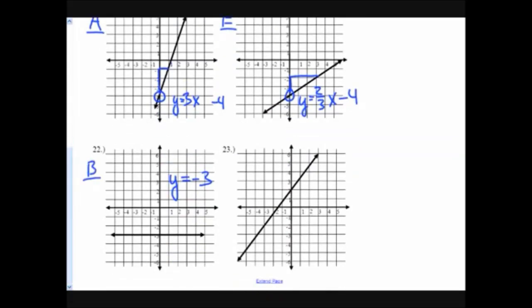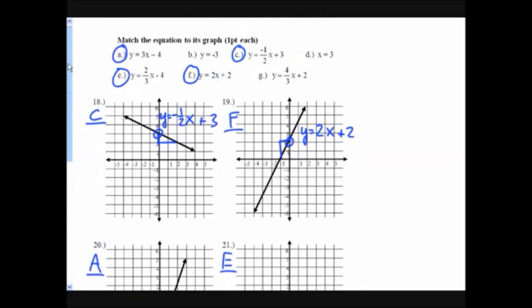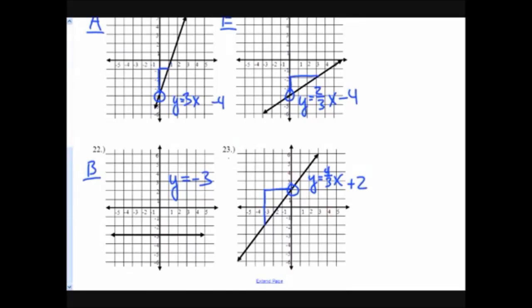And now the last one we have, again, I've got a y-intercept of 2, so it's a plus 2. I've got a slope, let's find a point that it goes through. Looks like it goes up 4 over 3, so up 4 over 3 in the positive direction. So y equals 4/3 x plus 2. So 4/3 x plus 2, that's letter G. So the last one is letter G.